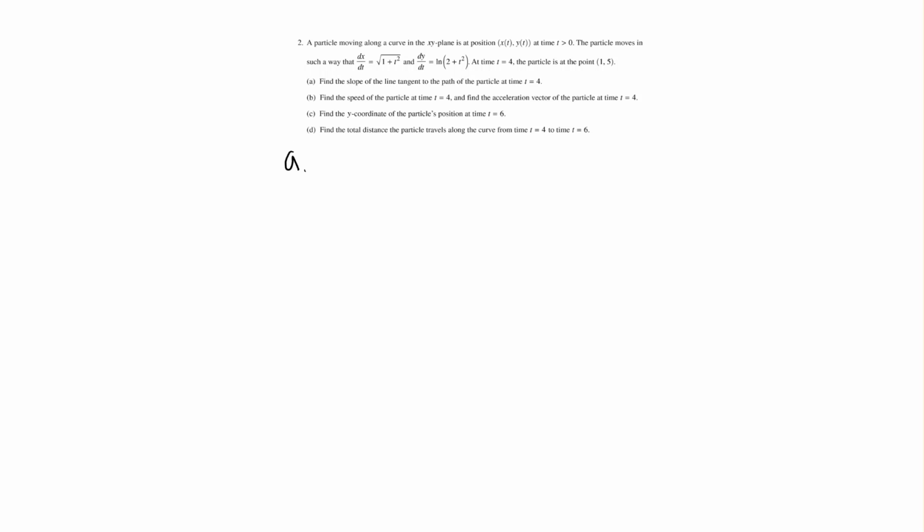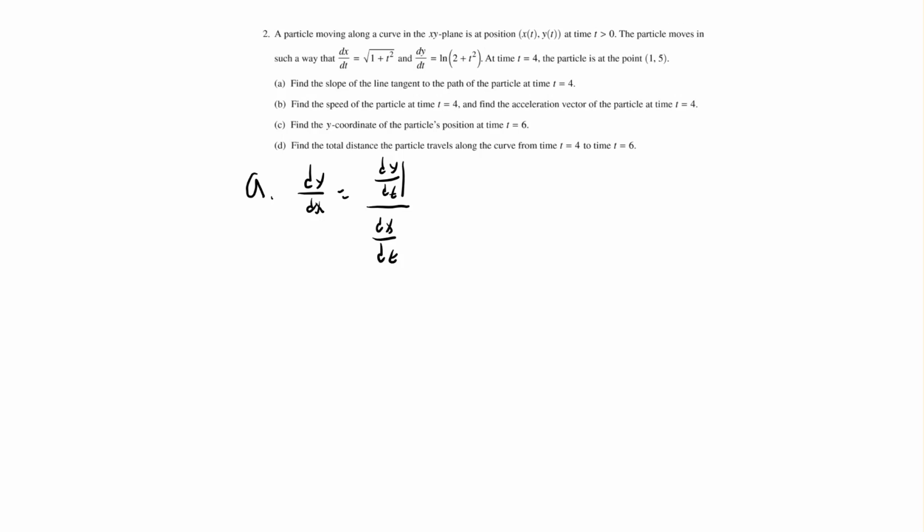Find the slope of the line tangent to the path of the particle at time t equals 4. So we know that dy/dx equals dy/dt over dx/dt. And it says at time t equals 4, so we want to evaluate these at t equals 4. And this will get us the ln of 2 plus 4 squared over the square root of 1 plus 4 squared. And this is a calculator question, so this comes out to be 0.701, and that is the slope of the line tangent to the path of the particle at time t equals 4.